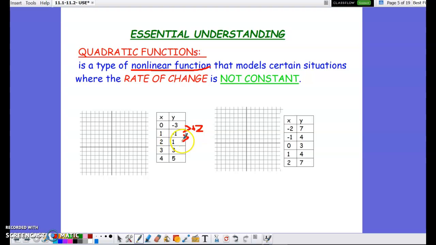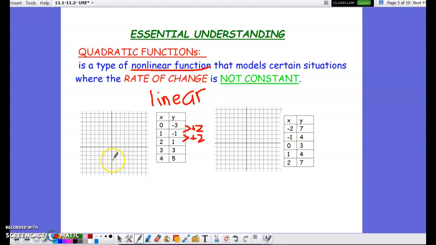Same thing here, -1 to 1, we are adding 2. So if we check 1 to 3, we're adding 2, 3 to 5, we're adding 2, so that means the rate of change is constant, which would actually make this function, before we even graph, linear. The rate of change is constant. It's a linear function. Again, we can graph just to make sure.